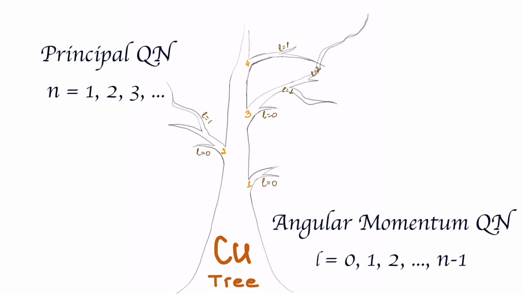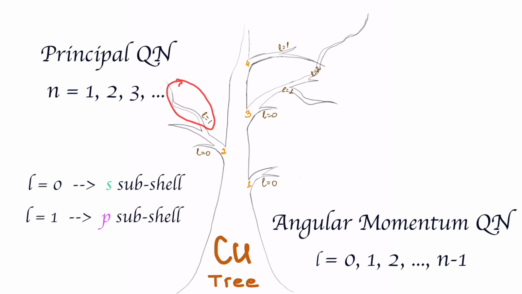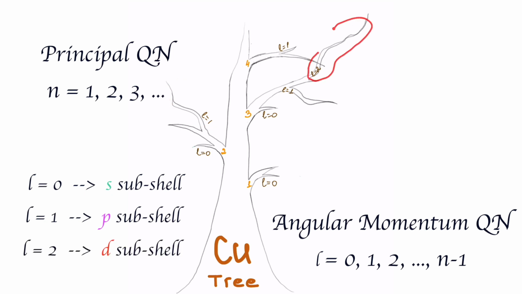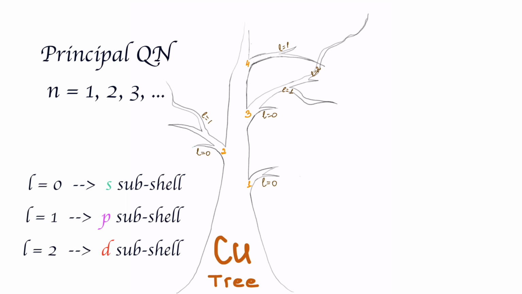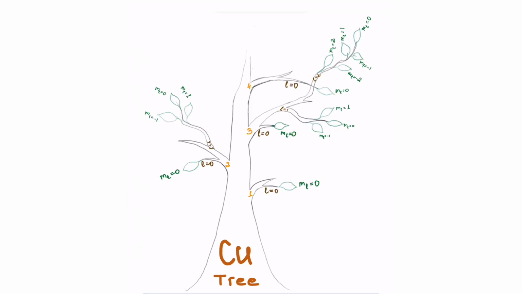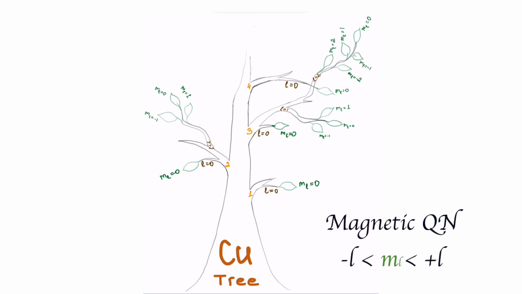Now the angular momentum quantum number L shapes the twigs, or subshells, and specifies the type, S, P, D, etc., where S corresponds to L equals 0, P has L equals to 1, and D has L equals to 3. We can distinguish the twigs on a branch by its L number. Now let's grow some leaves on our twigs, with leaves representing the orbitals. Each leaf can be identified by its magnetic quantum number m sub L. M sub L ranges from minus L to plus L, including 0.